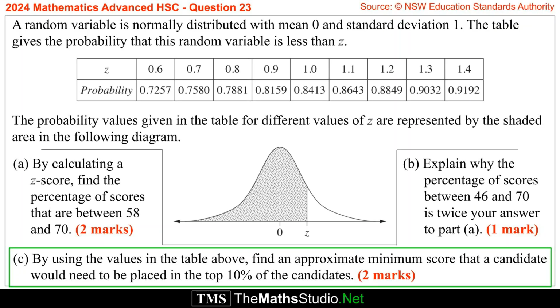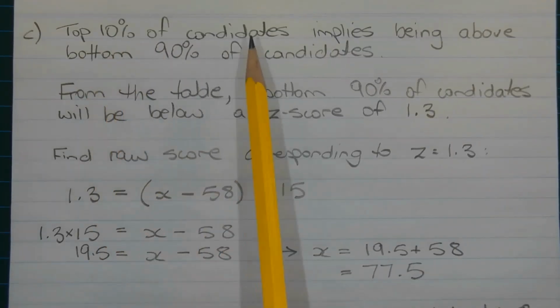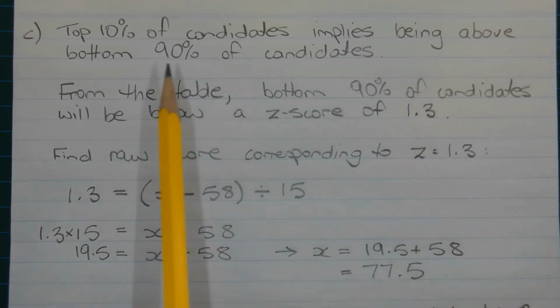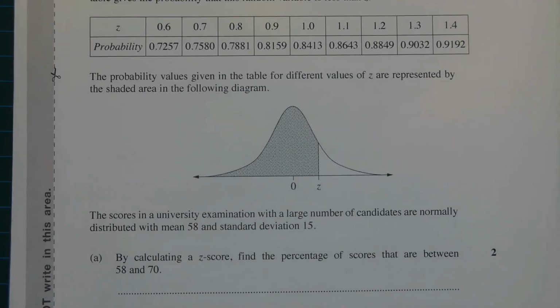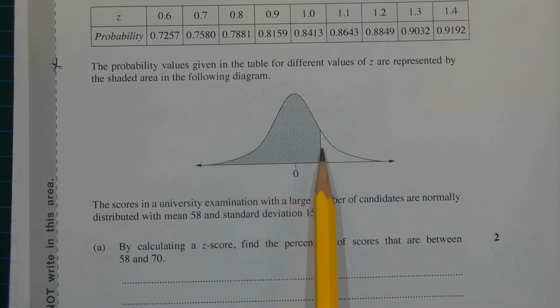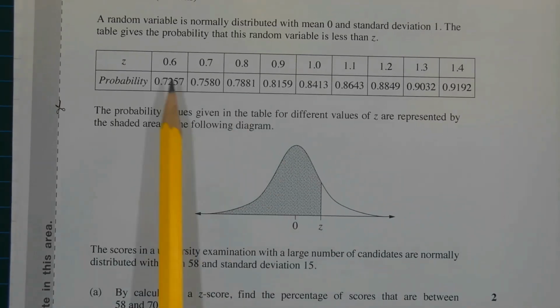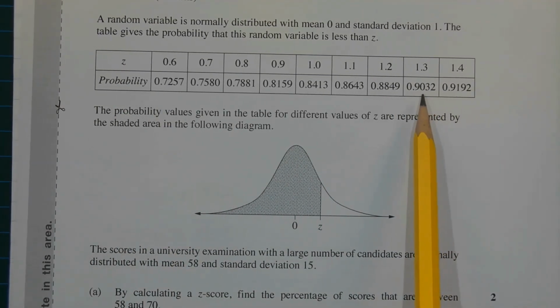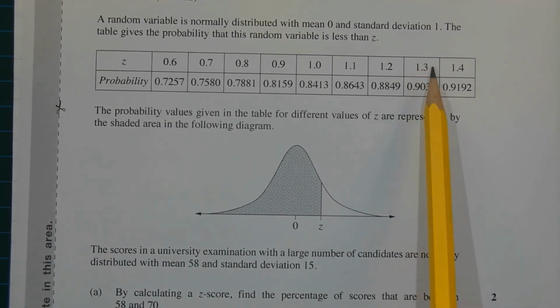Part C. By using the values in the table above, find an approximate minimum score that a candidate would need to be placed in the top 10% of the candidates. Being in the top 10% of candidates implies being above the bottom 90% of candidates. If we just go back to our normal distribution, we want the bottom 90% to be in this shaded region here. Now looking at the table, the bottom 90% corresponds to a z-score of 1.3.